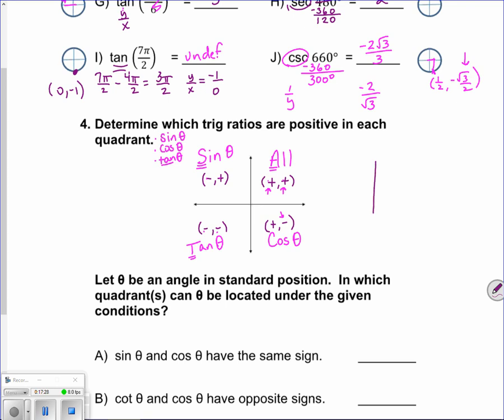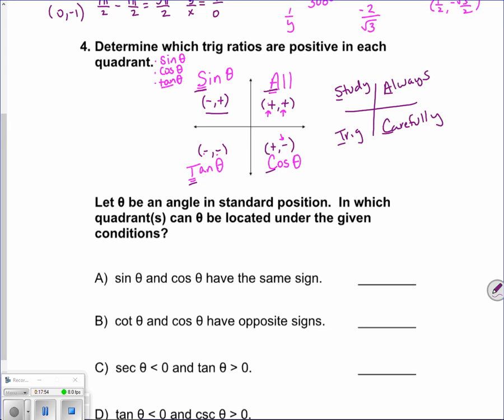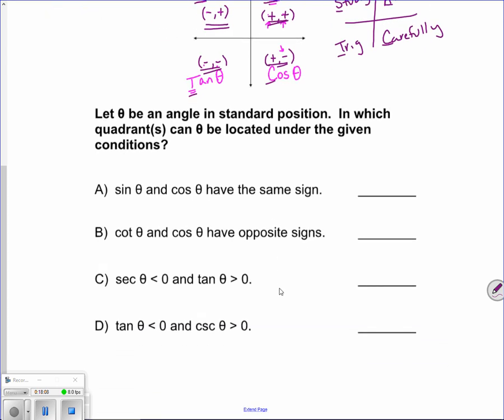And you can remember to always study trig carefully. A-S-T-C. If you like to think of what's positive in each quadrant, that will help you remember that. Again, it's not something I necessarily memorize because I just go back to this, and that's something I already know, and I can then figure out the question that way. So I like that. But again, I've got 150 students, so you have to kind of tell all sorts of methods and you pick out yours.